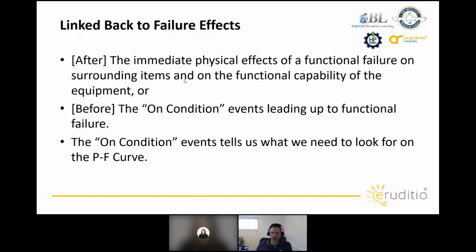All right, now before I move on, I'm just going to pause for a second. Neil, you have a question. Where does precision maintenance fit in the PF curve?